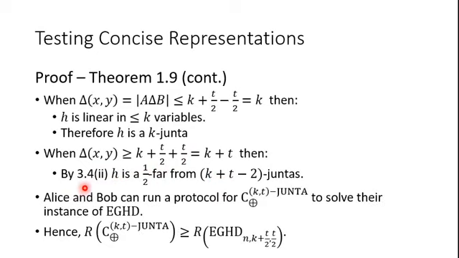So now we can see that Alice and Bob can run their protocol for this communication game in order to solve their instance for EGHD. Again, the communication game will test h for being k-Junta, in which case we're in this scenario, or if h is half far from k plus t minus 2 Juntas. So then we get the relationship that we were looking to obtain from this reduction, and so we complete the proof.